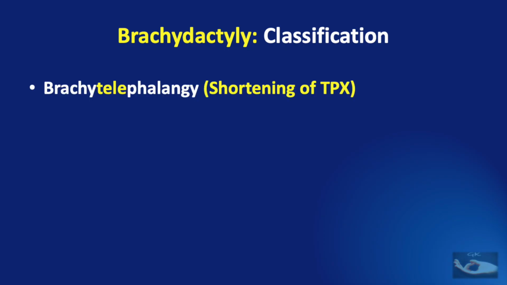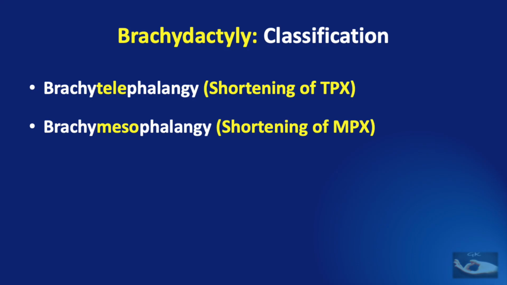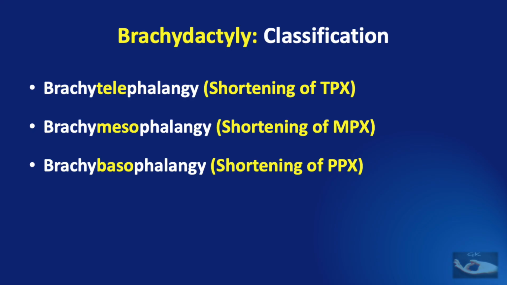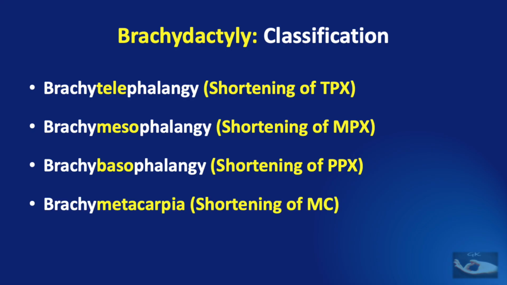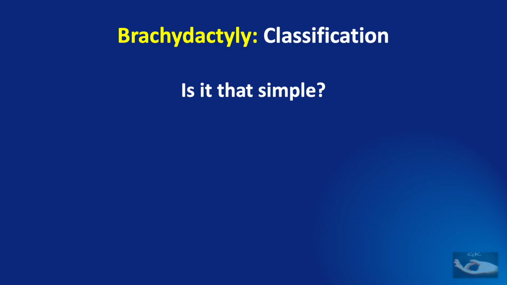So we could easily classify brachydactyly as brachytelephalangy or shortening of the terminal phalanx, brachymesophalangy where there is shortening of the middle phalanx, brachybasophalangy shortening of the proximal phalanx, or brachymetacarpia where there is shortening of the metacarpal. But that is if we tend to assume that this type of congenital malformation is straightforward underdevelopment.